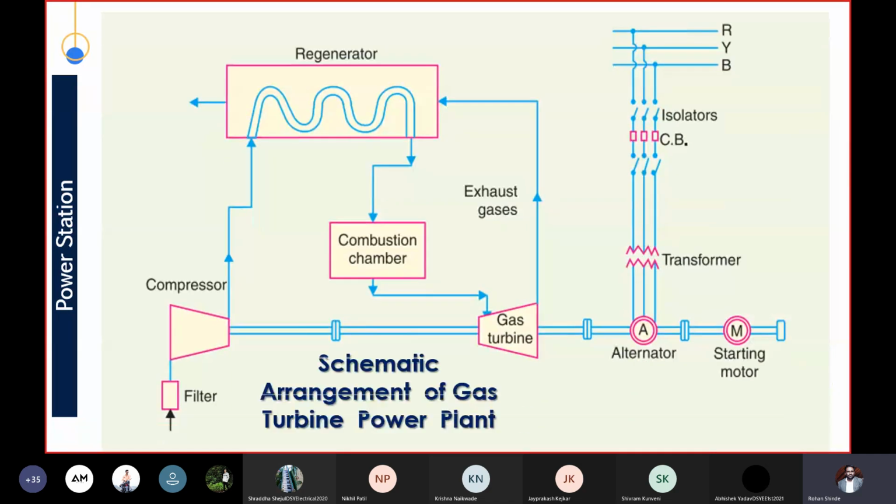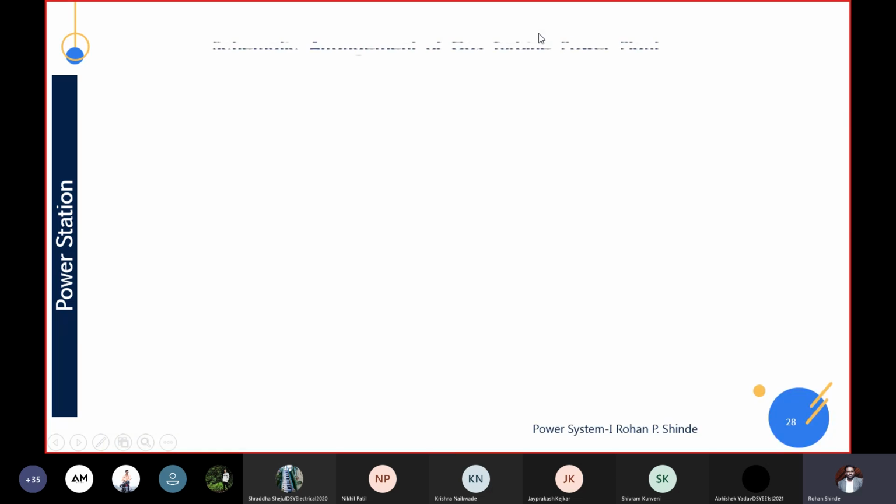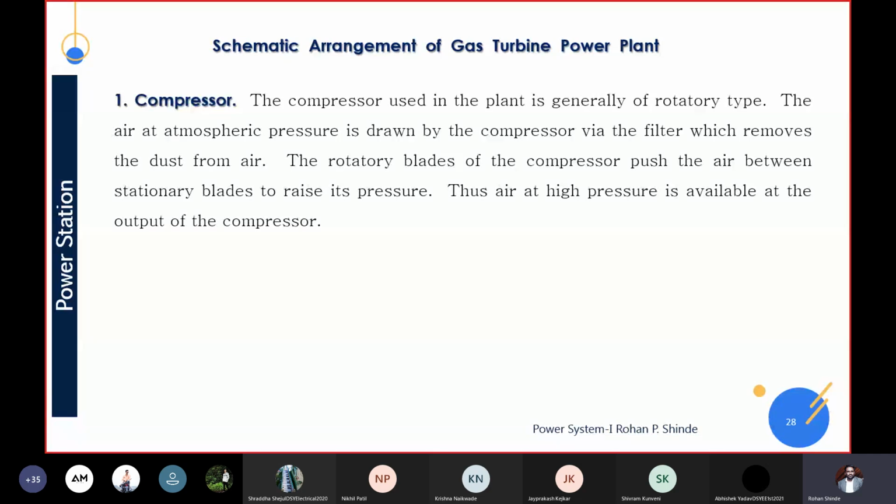So this is the schematic arrangement. See here, the compressor is the first component, second is a regenerator, third is a combustion chamber, fourth is a gas turbine, fifth is an alternator, and last is a starting motor. So this is the schematic arrangement. Now we will see the schematic arrangement of this gas power plant. We have seen that the first component is a compressor.